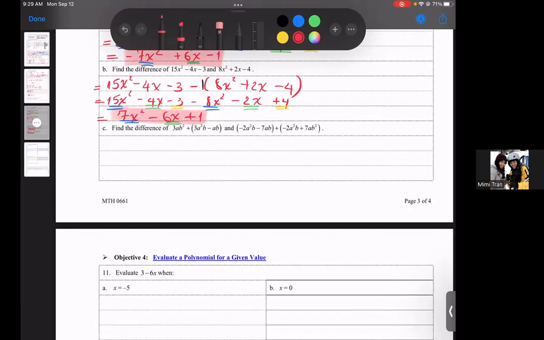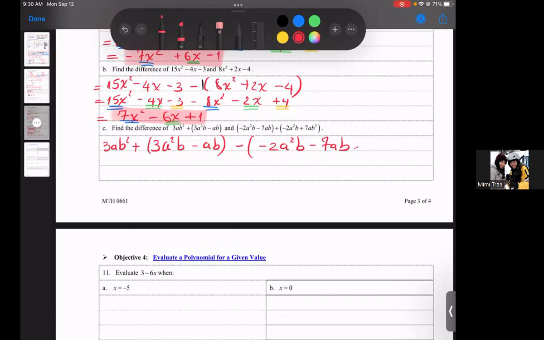So 3ab squared plus parenthesis 3a squared b minus ab, subtract. Notice I'm going to use a bracket. You can use a different, like a larger parenthesis, but I like to use brackets. Doesn't matter. Can I get rid of the parentheses in negative 2a squared b minus 7ab? Now because these two right here, they're adding, I can get rid of the parentheses. I don't have to add the parentheses there. It's just extra stuff I don't want.